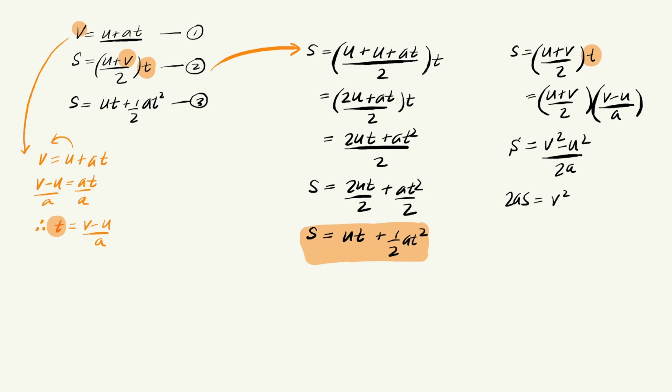Cross-multiply to clear the fraction. 2as equals v squared minus u squared. Rearranged, v squared equals u squared plus 2as. That's our fourth and final equation.